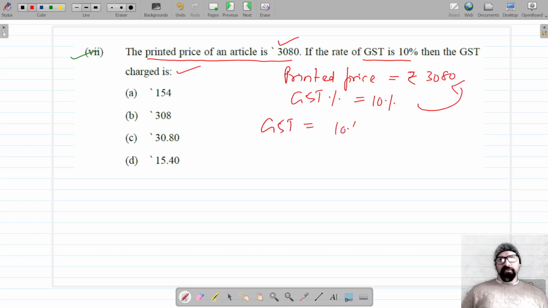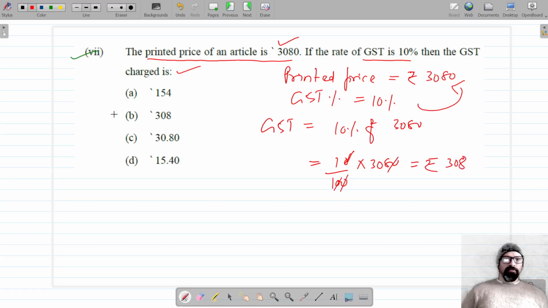That should be 10% of 3080, which is 10 by 100. It means 'of' means into 3080. So these two zeros, okay, 10. So I can cancel out 10 here with 10 and the other 0 here. So this is rupees 308. So 308 means B is the correct option here.